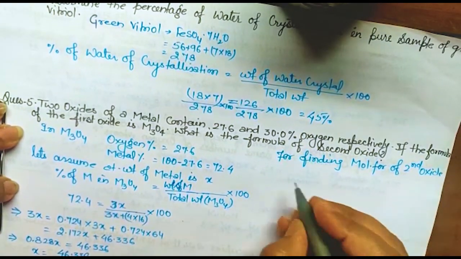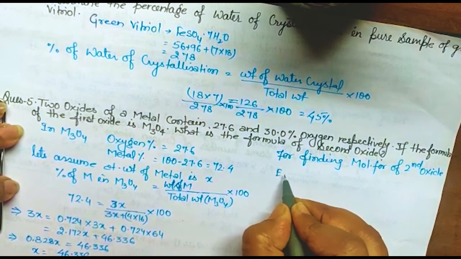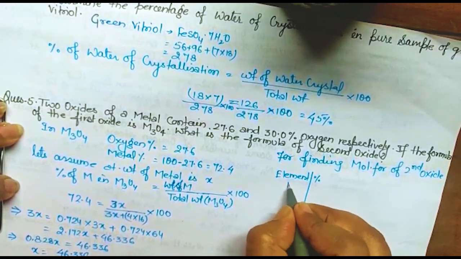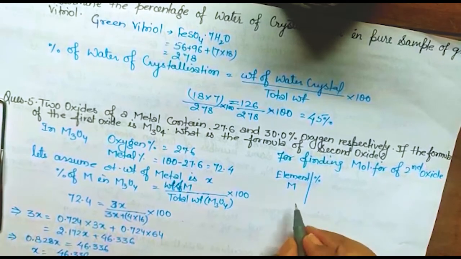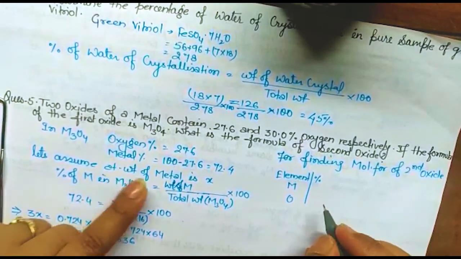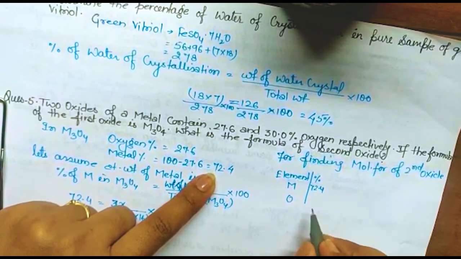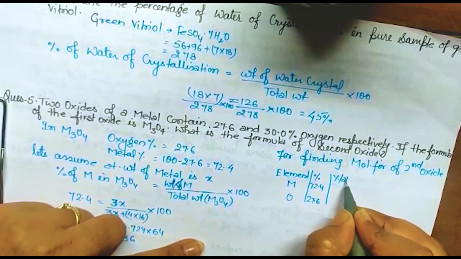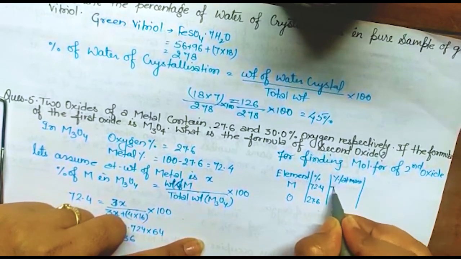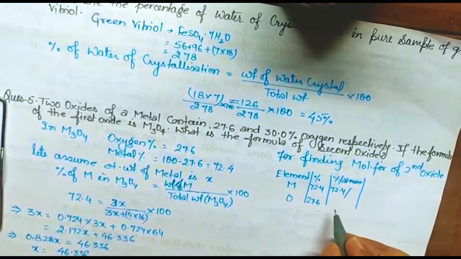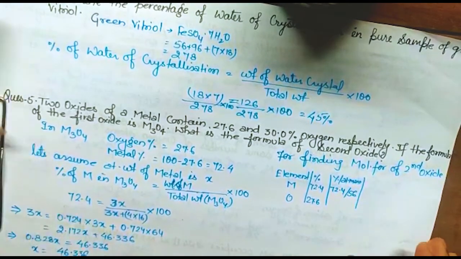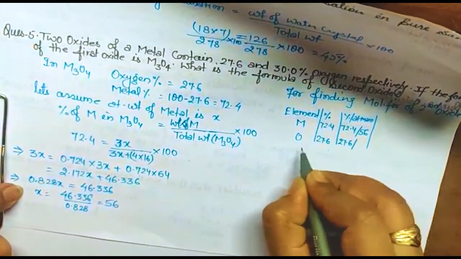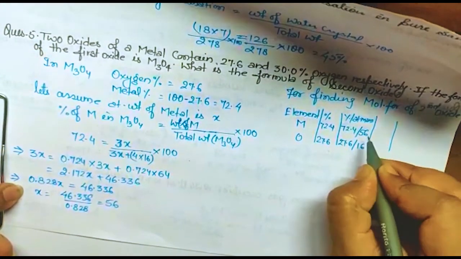Okay, so in this formula, the elements are M and oxygen. I don't know what it is, so let it be M. Percentage of M is 72.4 and oxygen is 27.6. So now you do percentage upon atomic mass. So this will be 72.4 divided by the atomic mass of M, which we got as 56. Is it clear? Yes. And this is 27.6 divided by the oxygen mass, 16.